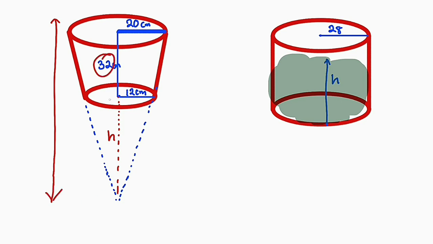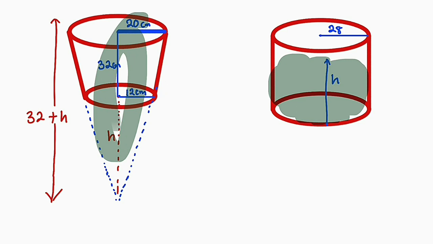It will be 32 plus h, right? So this is 32 plus h. If you observe, we have a smaller cone here which has a height of h, and the big cone here which has a height of 32 plus h. So we are going to apply the idea of similar shapes in order to find the value of h.